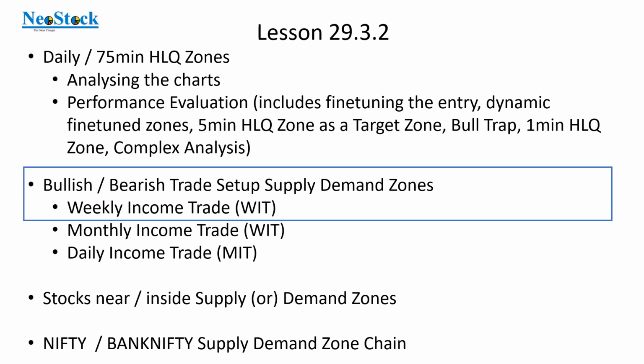We are at lesson 29.3.2. That is part 2 of lesson 29.3. This is about bullish or bearish trade setups for a weekly income trade.